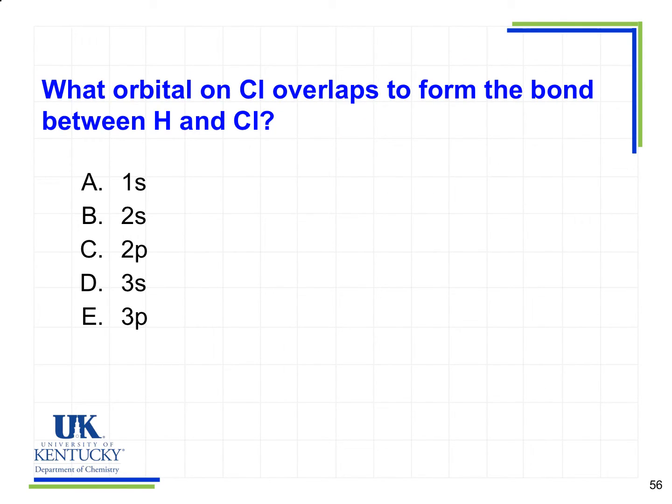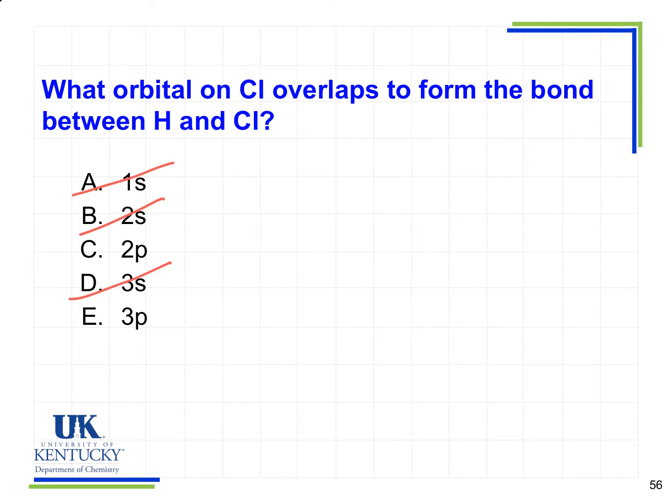So a question here: what orbital on chlorine overlaps to form the bond between H and Cl? The bond here is similar to what we saw in HF. We know that the empty electron spot is in a p orbital, so we can eliminate some of these options because they don't involve a p orbital.